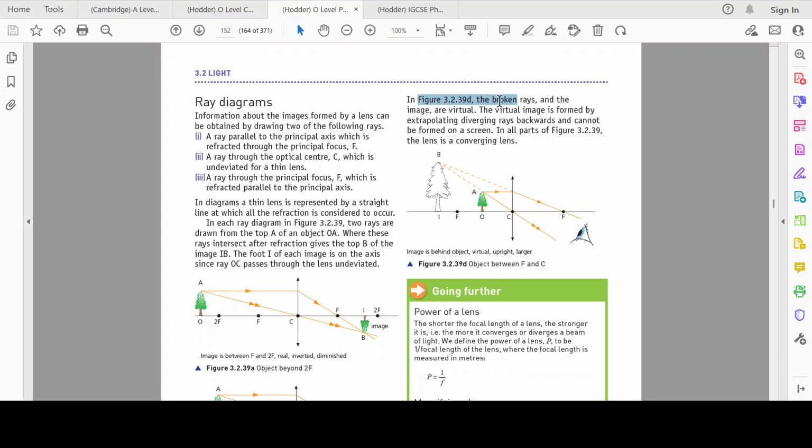So in figure 3.2.39D, the broken rays are giving you a virtual image. These rays they're drawing, it's really close. It's closer to the lens than even the principal focus. And so the way the rays are going, they cannot converge. As you can see, their directions, they're actually diverging. And so you extrapolate, you draw the dotted lines backwards, and then you see the image is forming on the same side of the lens. And this is a virtual image.